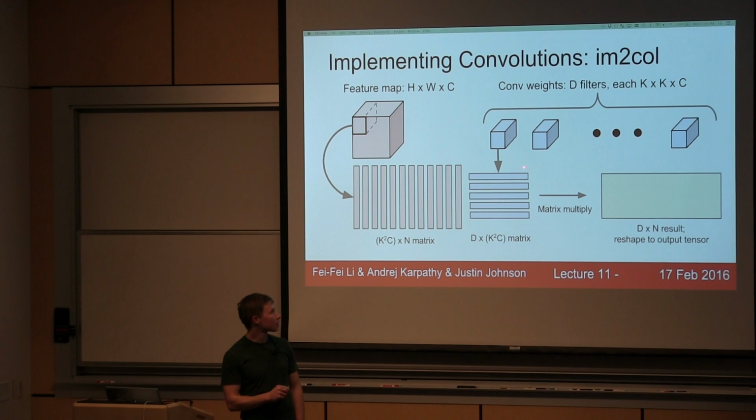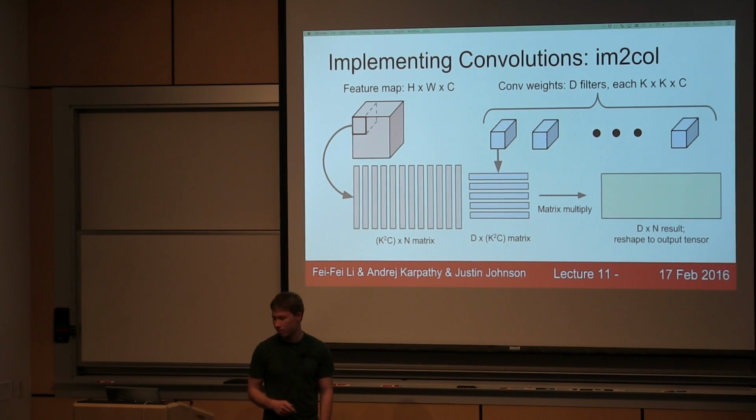I apologize for these dimensions not working out. I probably should have swapped these two to make it more obvious, but I think you get the idea. So this gives you a d by n result. That d is our number of output filters, and that n is for all the receptive field locations in the image. So then you play a similar trick to take this and reshape it into your 3D output tensor.